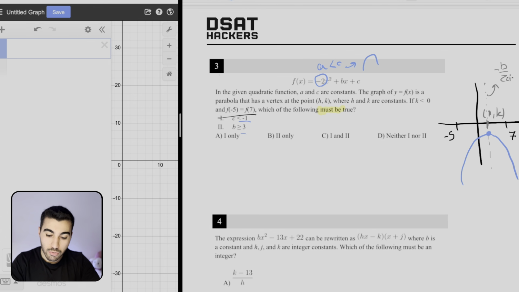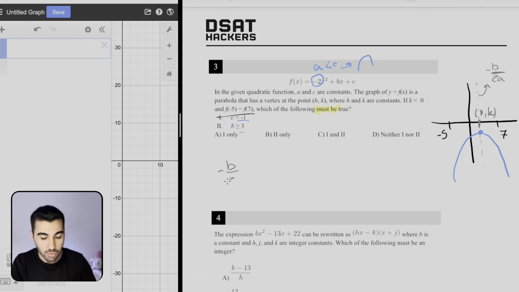Negative b over 2a, right? Awesome. So negative b over 2a is the formula that we can use to find that symmetrical line, right? And we know that that line is already 1. Okay, so I can set negative b over 2a equals 1 and solve for b. Negative b equals 2a, and a is negative 2, as we know here, right? So we're going to put negative 2 into a. It's going to give us negative b equals negative 4, and b equals 4.